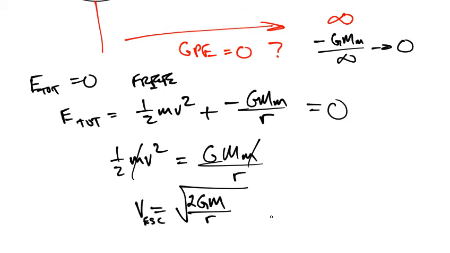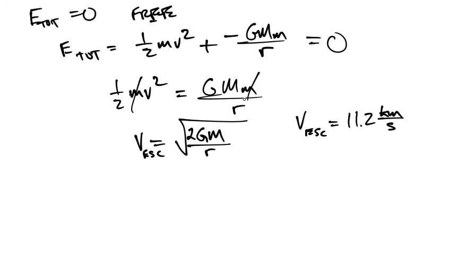Now, I've already calculated this out for the Earth. V escape at the surface of the Earth is about 11.2 kilometers per second. Okay, so in other words, if a projectile travels at 11.2 kilometers per second on the Earth, it's not coming back down. But let's just try it quickly for the Moon. I'm curious what it is.